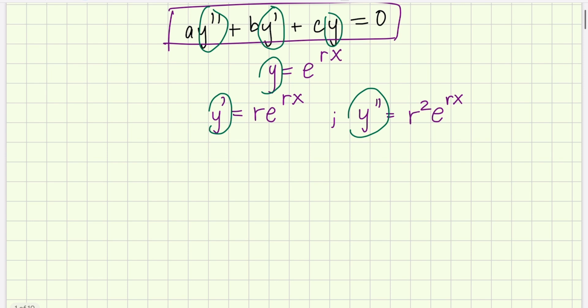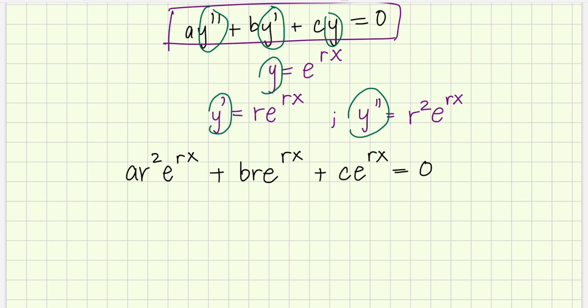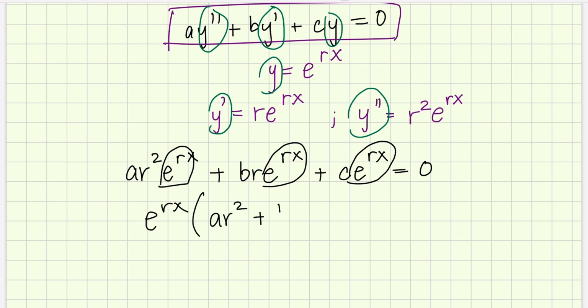I will get ar squared e to the power rx plus br e to the power rx plus c e to the power rx is equal to 0. Now I can factor out all of these e to the power rx's. Then I will get ar squared plus br plus c equals 0.